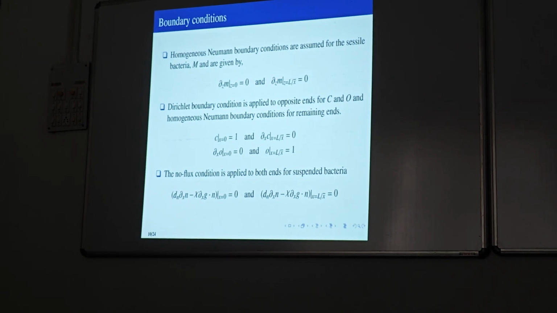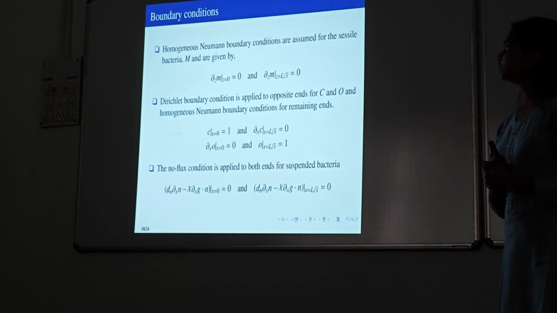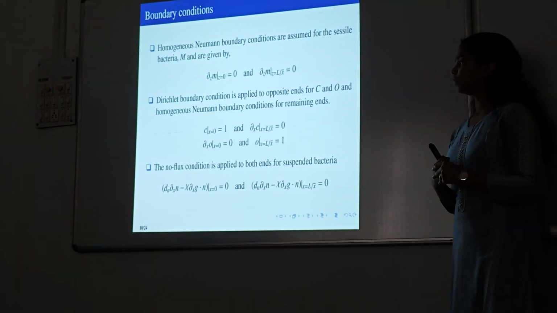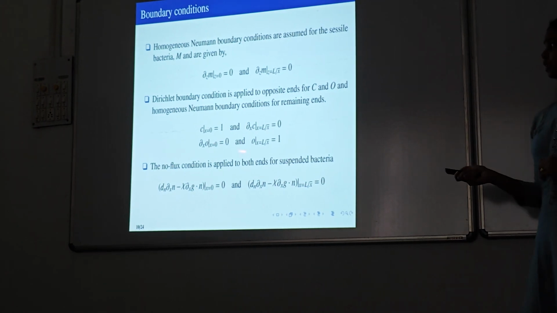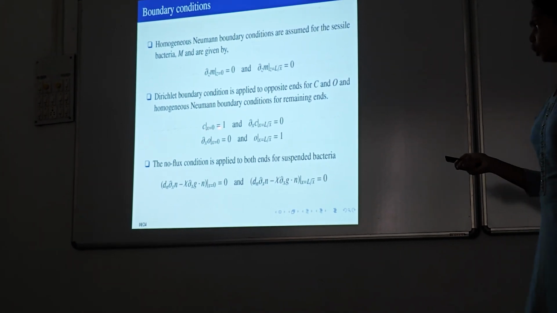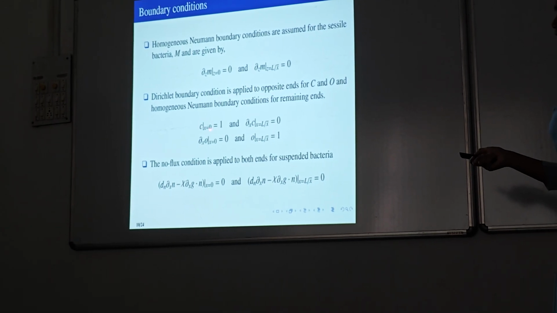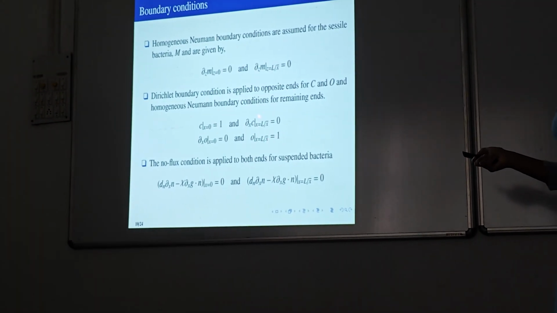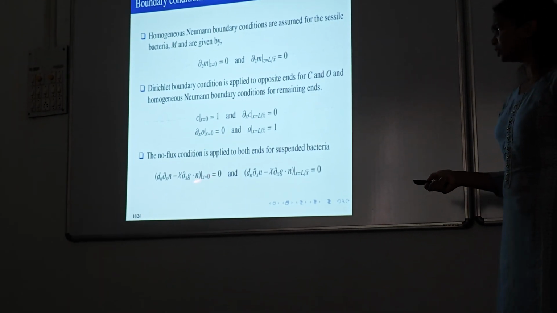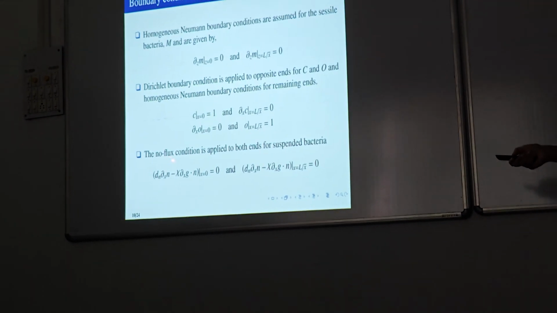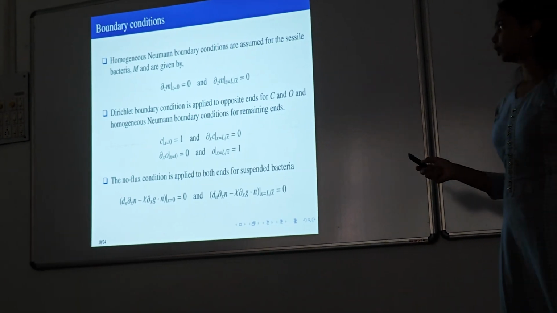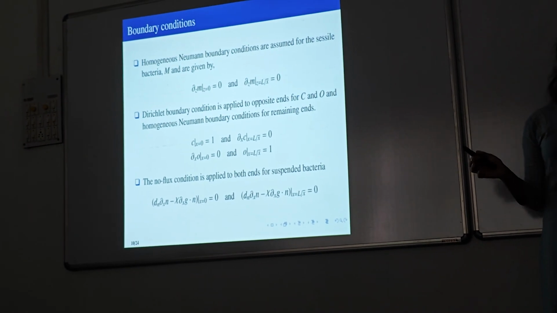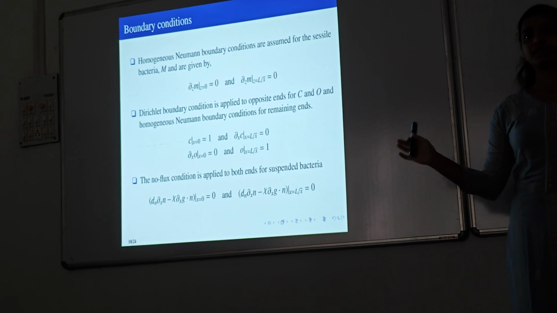For the boundary condition, we are assuming the homogeneous Neumann condition for M. And as I said, we have created a counter-diffusion system. To implement that counter-diffusivity, we have a Dirichlet condition at our left end for carbon, and for oxygen we have a Dirichlet condition at the right end. Otherwise, it's homogeneous Neumann. The interesting part here is that the no flux condition is applied to both ends for the suspended bacteria. This no flux condition means that no bacteria could enter or leave the domain.